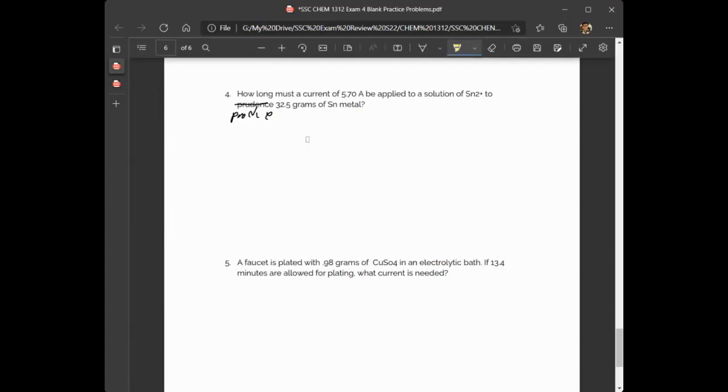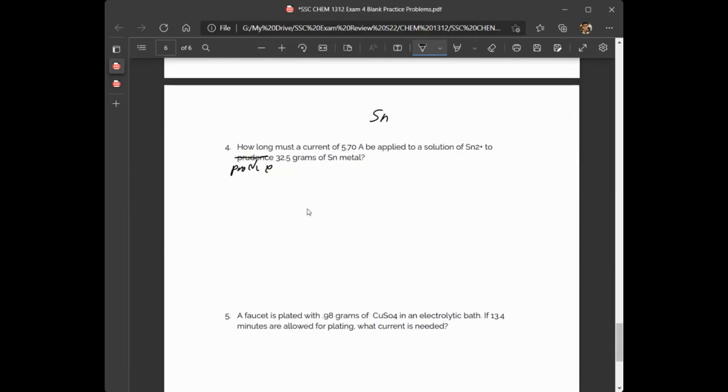Okay, so going into this problem, first, one relationship I can find is that Sn2+ uses 2e- to go to Sn solid. So let's do some dimensional analysis. How long must the current be? We've got to relate A, which is equal to coulombs per second. So it makes sense that if we're looking for time, seconds is equal to coulombs over amps. This equation is from the PowerPoint.